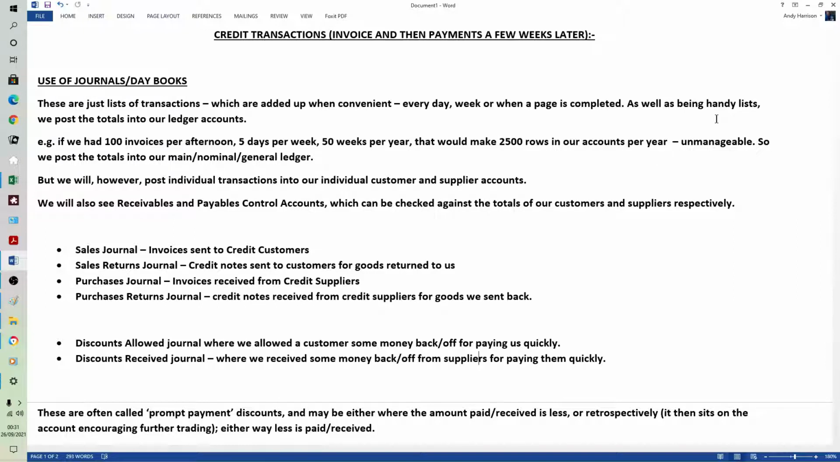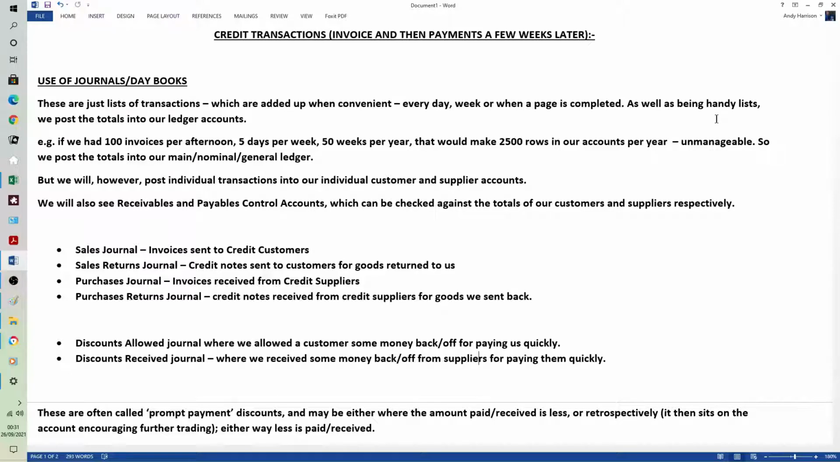Well, because if we had 100 invoices per afternoon, 5 days a week, 50 weeks a year, that's 2,500 rows in the sales or purchases accounts. Makes it unmanageable and we'd never be able to check anything in it. So if we post the totals weekly, it reduces it to 50.